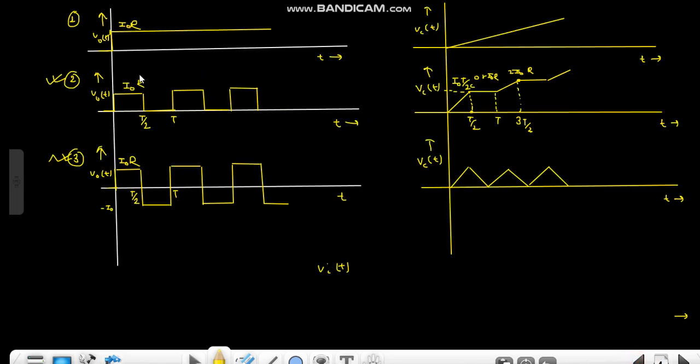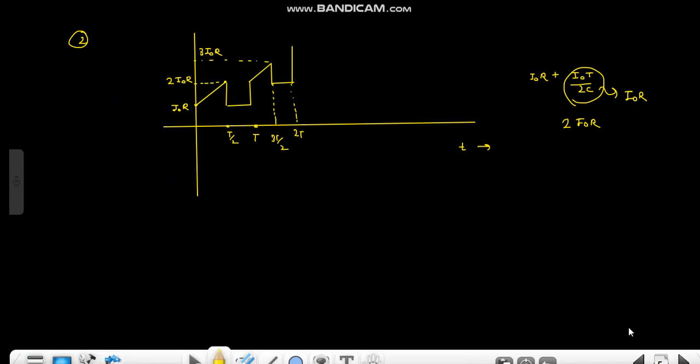Otherwise you could simply add those two waveforms, and you would simply get Vi(t). What would you do? It would start from I naught R and end up at 2 I naught into R. Then it will come down to I naught R. Then again it increases and ends up at 2 I naught R plus I naught R, 3 I naught R. Then it would again come down to 2 I naught R, then increase and end up at 4 I naught R. So this is how the waveform would look, and this was the expression of Vi(t).